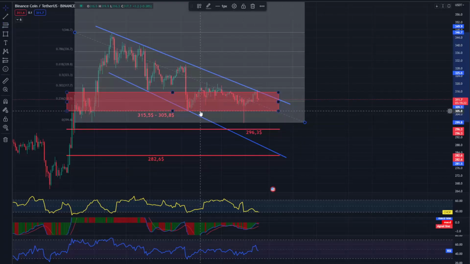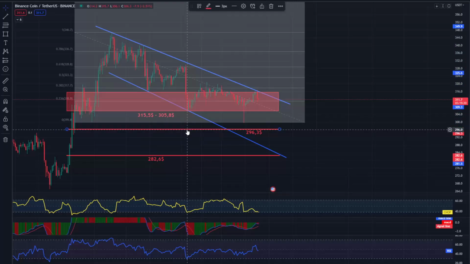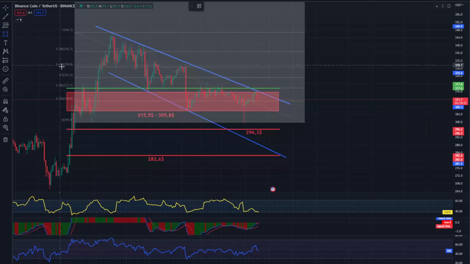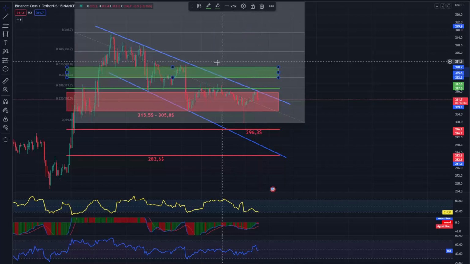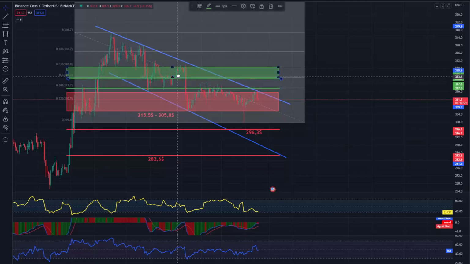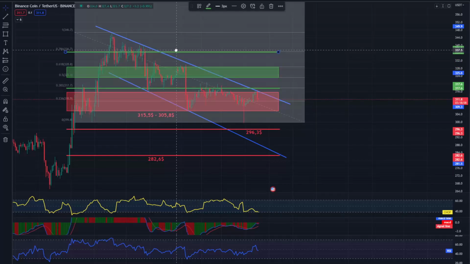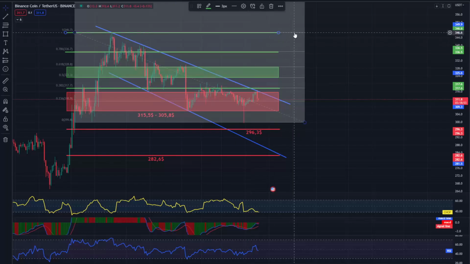Looking the other way, we can also mark the places where the price should encounter resistance on the way to increases. And here we have the first strong resistance at $317.60, then we can mark the resistance zone from $323.20 to $328.70. When it manages to break it, the next resistance is at $336.50, and then the fourth at $346.06.